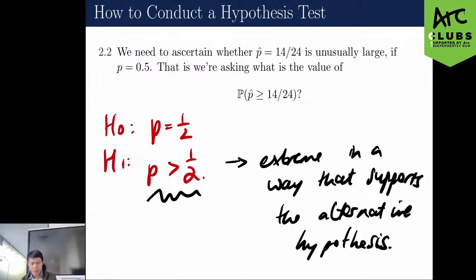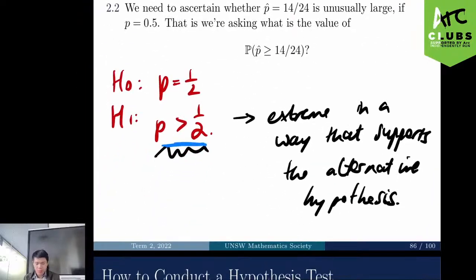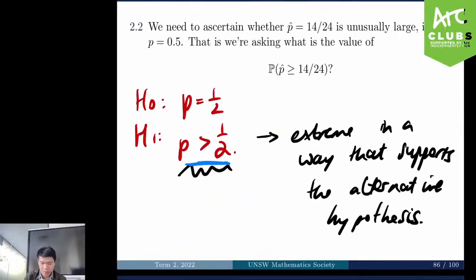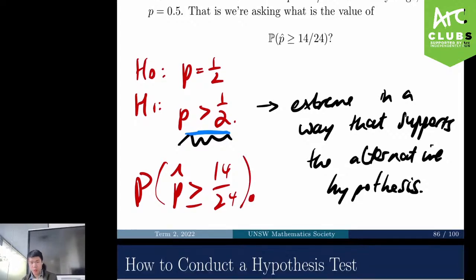So what does P greater than a half imply? It implies that we'll get a ton of toast landing bottom side down, right? So basically, extreme means we get just as many landing bottom side down, if not more. So that's why our probability is actually this, because we're trying to find something that's extreme in a way that supports the alternative hypothesis.